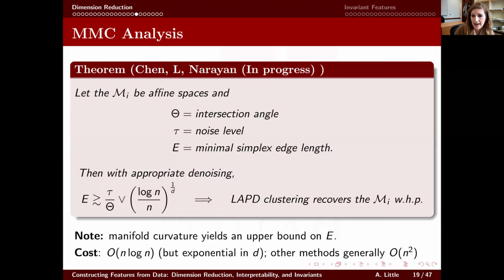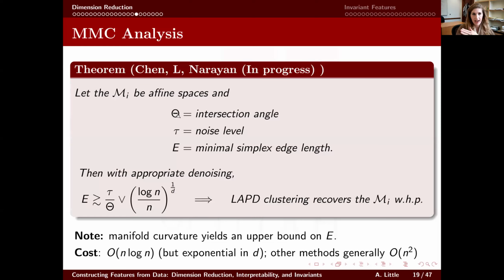Right, so you can analyze this. You can get some high probability theoretical guarantees here. For simplicity, what we've done so far, and this is work in progress, which I really hope will be on the arXiv in the next month, is we first just assume that these are affine spaces to keep the analysis a little bit simpler because it's already a little bit complicated.